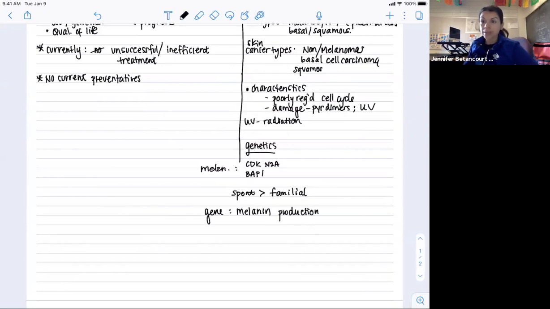Melanin is the product. It's the protein product. Okay, and melanin is what protects you from the sun. We have some more, I would say these are molecular components. So we have our pyrimidines, so cytosine and thymine are pyrimidines, and they are the ones that are going to be involved in the pyrimidine dimers.